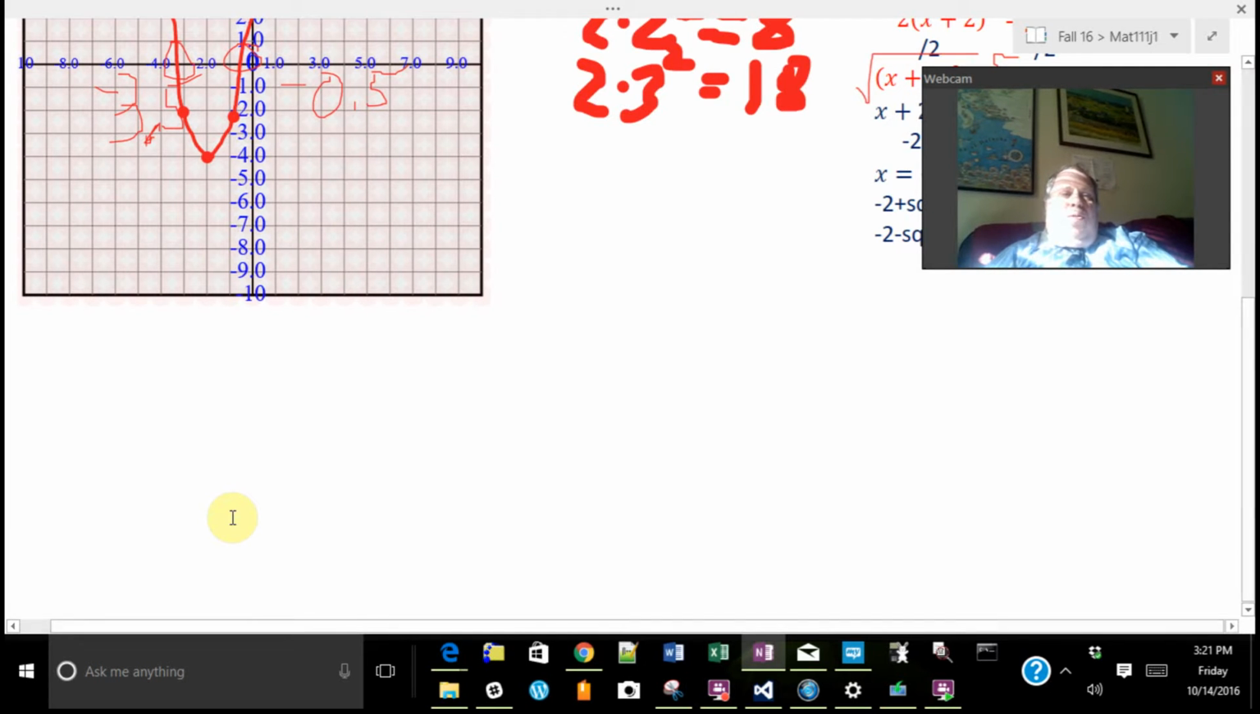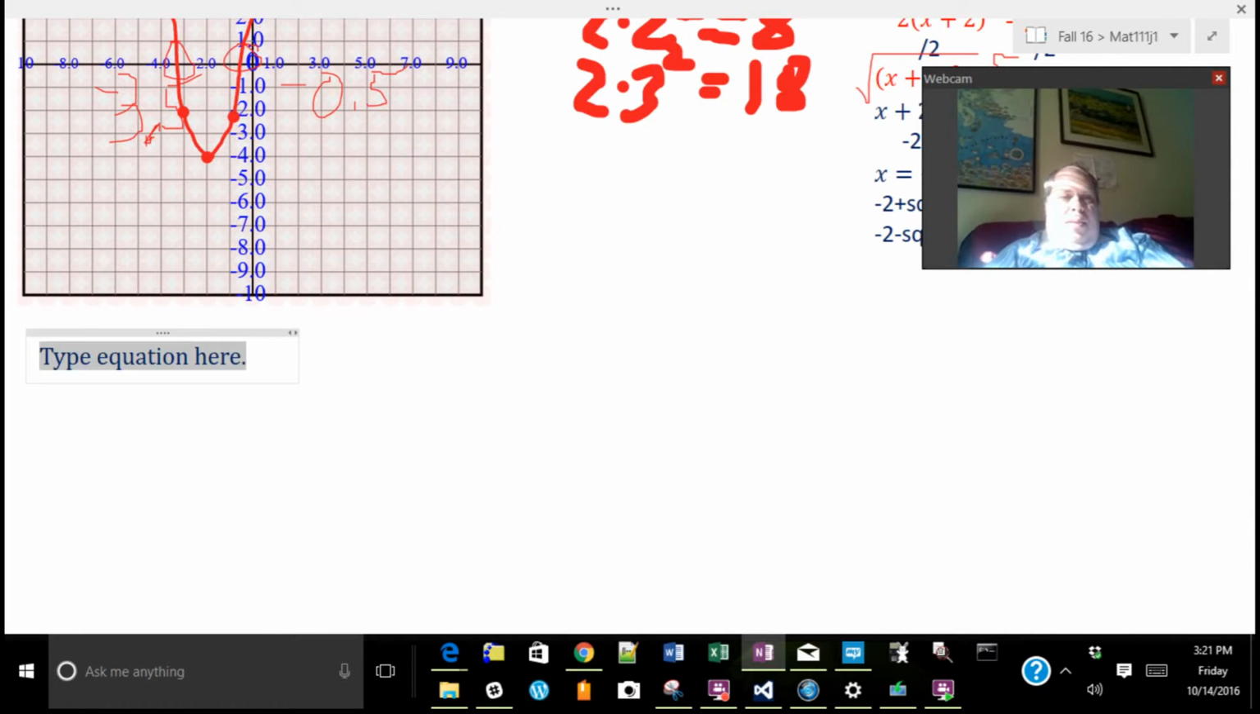The vertex form, however, which is a, let me put it in math mode, a(x minus h) squared, that's the x position of the vertex, plus k equals 0. You can come up with a much simpler quadratic formula to solve this. Simply, we're going to subtract k from both sides.